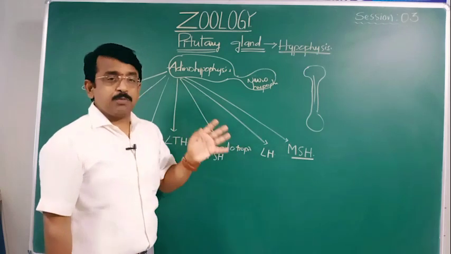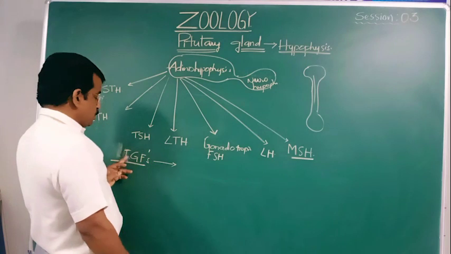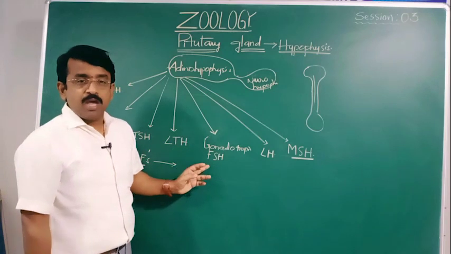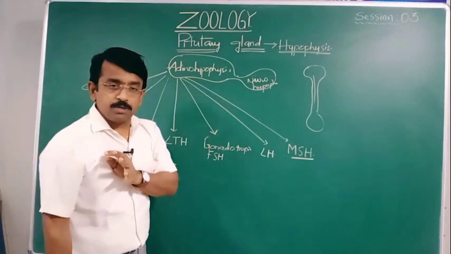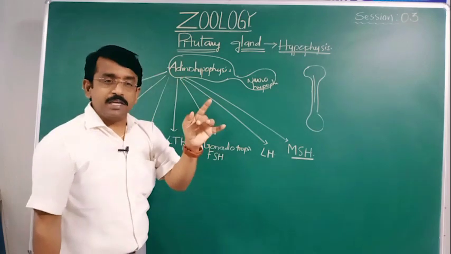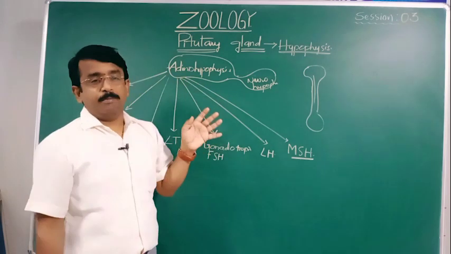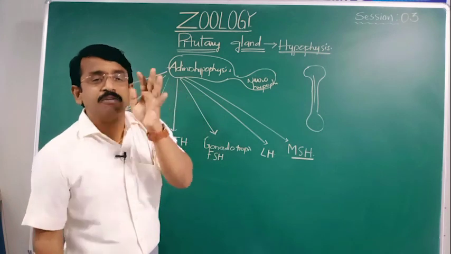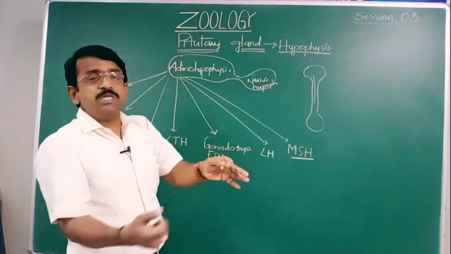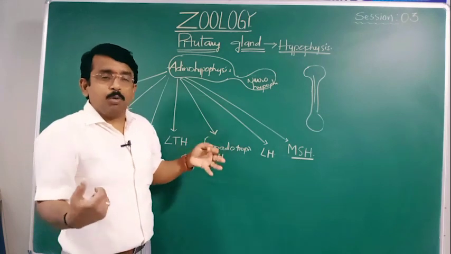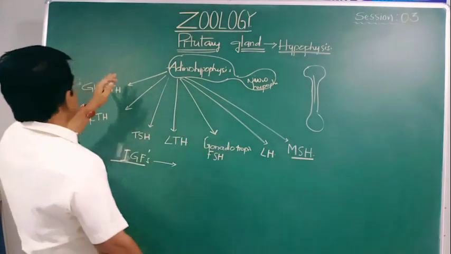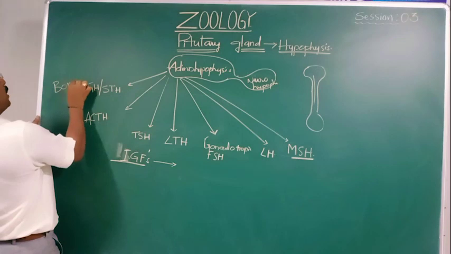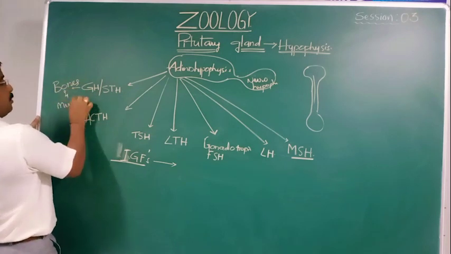I repeat, it stimulates the cells of the liver to produce insulin-like growth factors, thereby stimulating protein synthesis and inhibiting protein catabolism. It also stimulates and promotes cell differentiation, cell growth, and elongation of the epiphyseal plate, so that the bone is elongated. So it results in the growth of the bone. That is the somatotropic or growth hormone, whose influence is on the bones and the muscles, right?